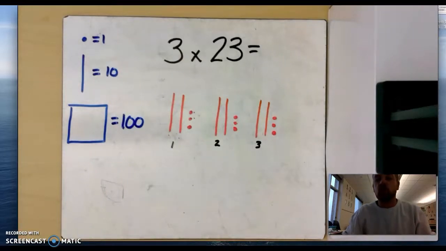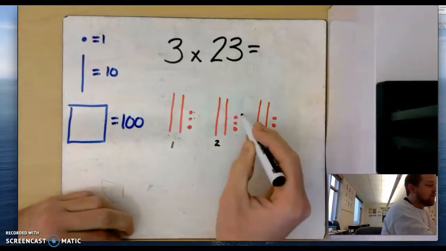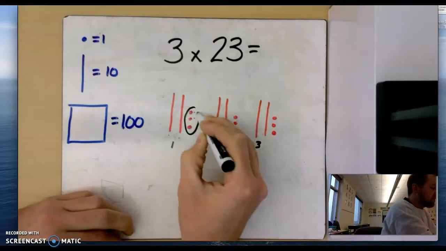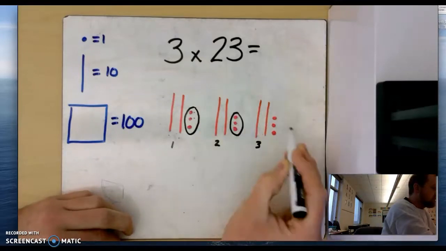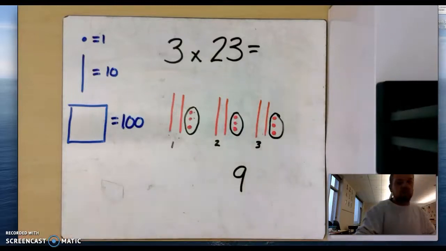Now I'm going to add up what I have, and I'm going to get my total answer. First thing I want to do is start with my 1s. So I have 1, 2, 3, 4, 5, 6, 7, 8, 9. I even like to circle these just so I know that this is what I'm counting. So I have 9 ones. I can write that in my 1 spot.